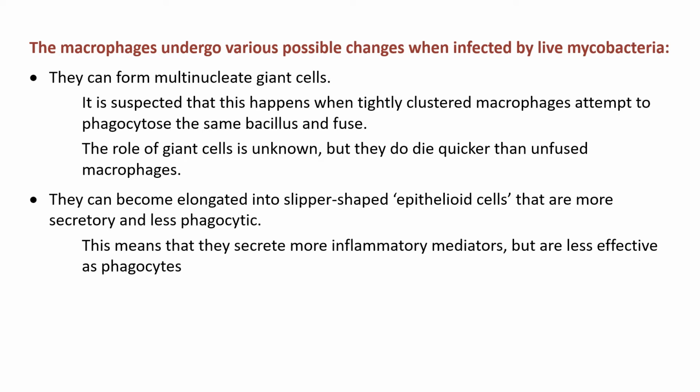When they do this, they become these elongated, sort of slipper-shaped macrophages that are called epithelioid cells. As I said, these are more secretory and less phagocytic. So again, as phagocytes, they're pretty useless. But of course, they're secreting lots of colony-stimulating factors, prostaglandins, cytokines, and upregulating inflammation.